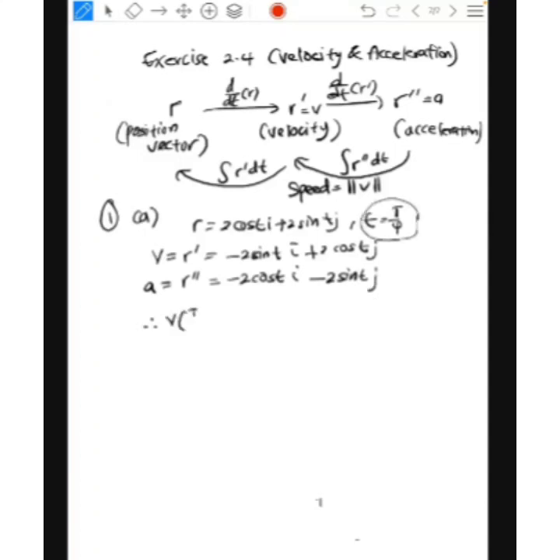So v at t equals pi over 4 is negative 2 sin pi over 4, 2 cos pi over 4. Sometimes I write it in vector form, and sometimes I use brackets to write down the vector. It is the same, whether I use brackets or i and j, they are the same thing. Don't get confused.